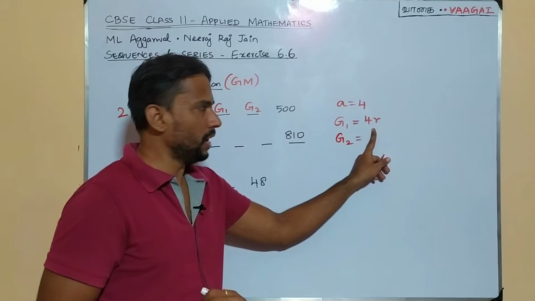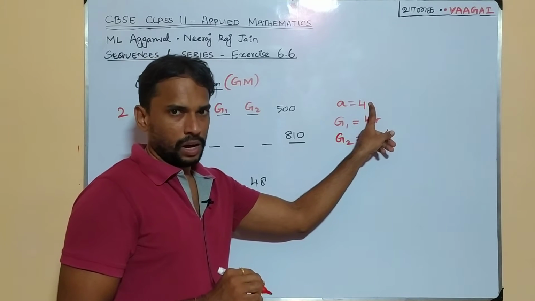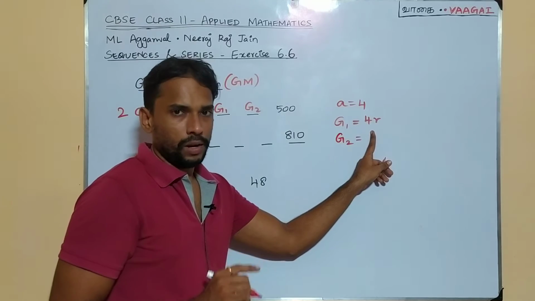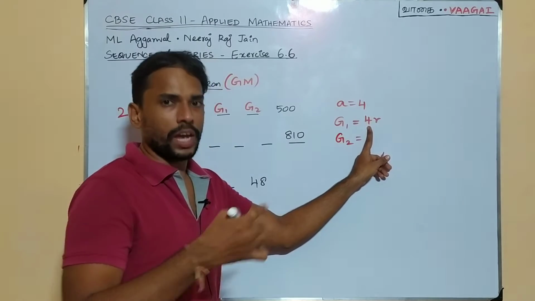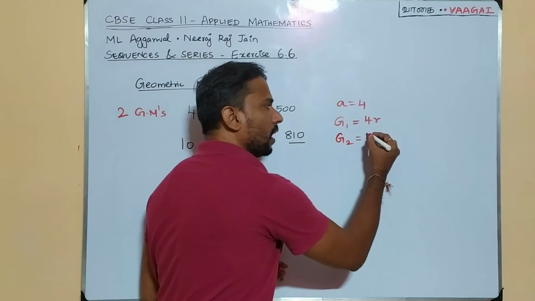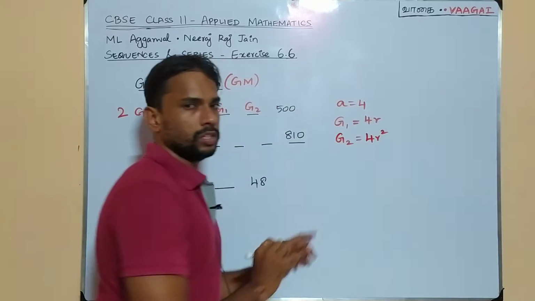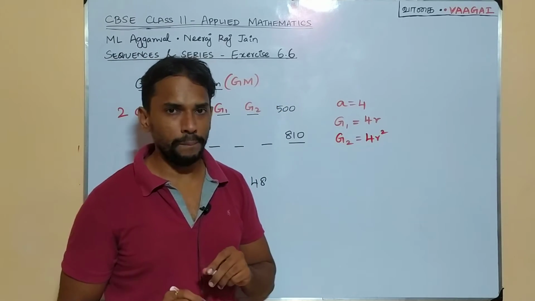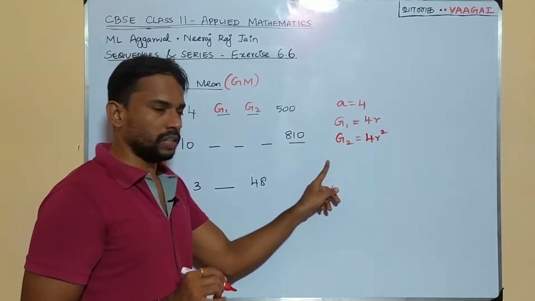I hope you can understand this, right? So this 4 is multiplied by R, we get 4R. Now this 4R should once again be multiplied by R. So what will we get? We will get 4R square. This is G2. Fine, okay? And we completed the first 3 terms.